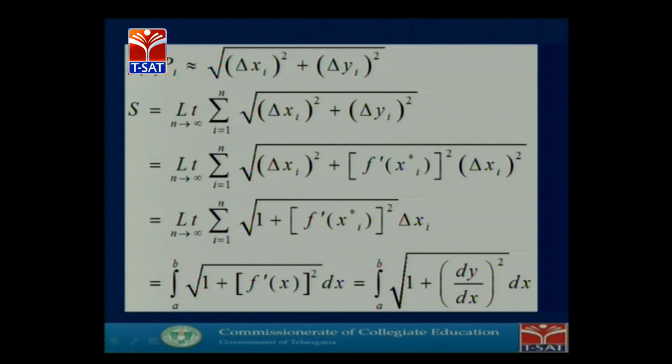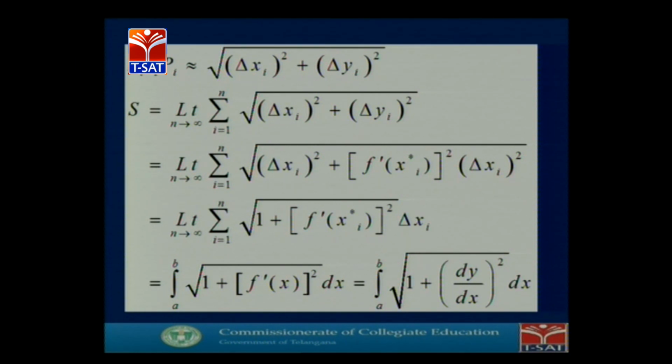Now this sum is nothing but a Riemann sum. So this can be written as the integral from a to b of root of 1 plus f dash of x whole square dx, that is equal to the integral from a to b of root of 1 plus dy by dx whole square dx.